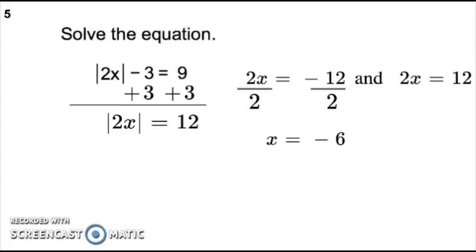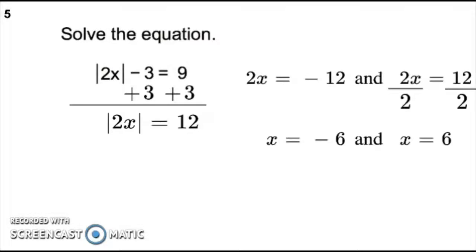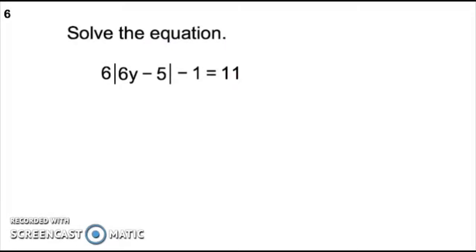You'll get x is negative 6. Divide both sides of the second equation by 2. You'll get x equals 6. So your answer is going to be negative 6 and 6 for number 5. Number 6, it says solve the equation.